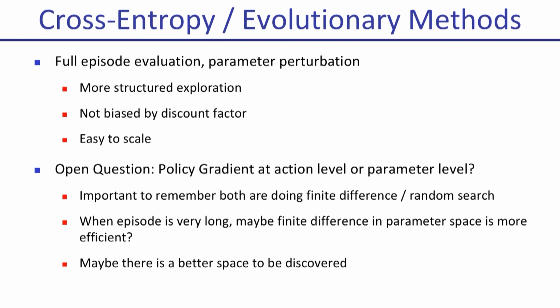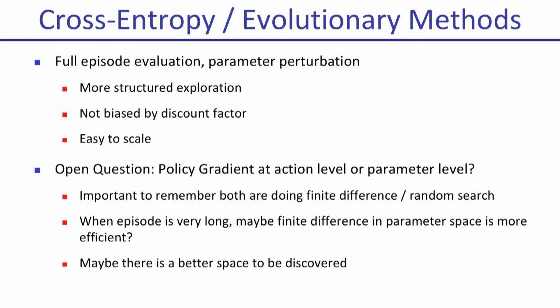So it seems like if your episode is really, really long, and you need to sample many, many actions, then them adding together might be less efficient than just directly searching in parameter space. So say if you have an agent that needs to live for 1,000,000 time steps, maybe per-action policy gradient is not so effective in that setting. But this is, again, an open question. There's no conclusive answer there.